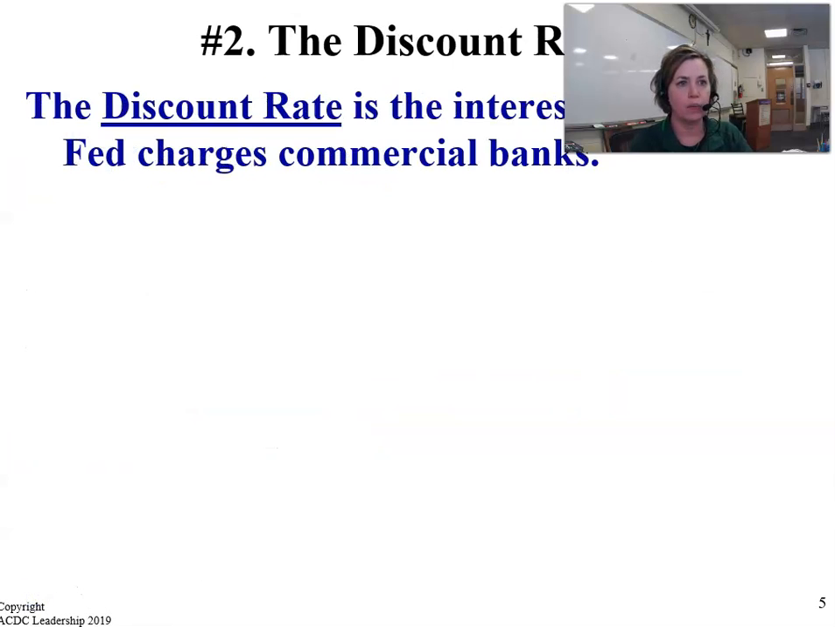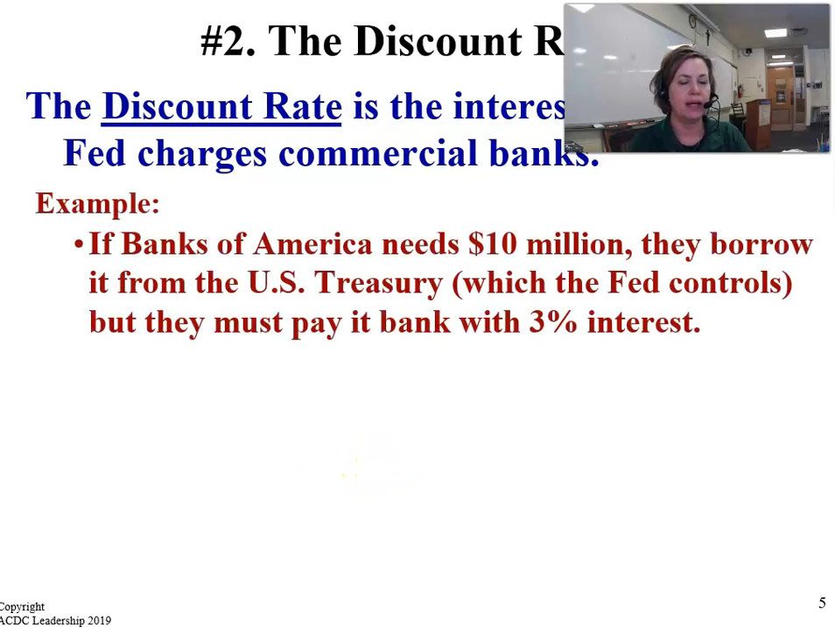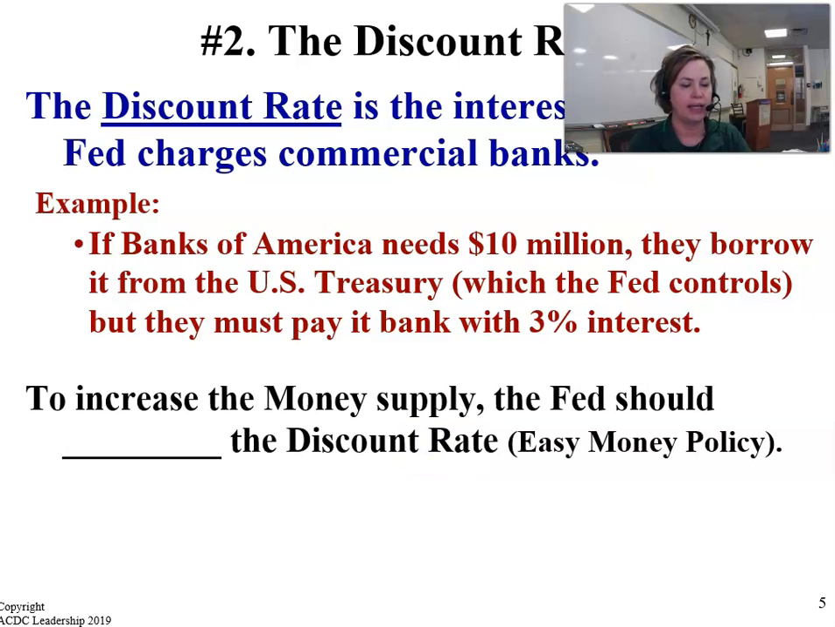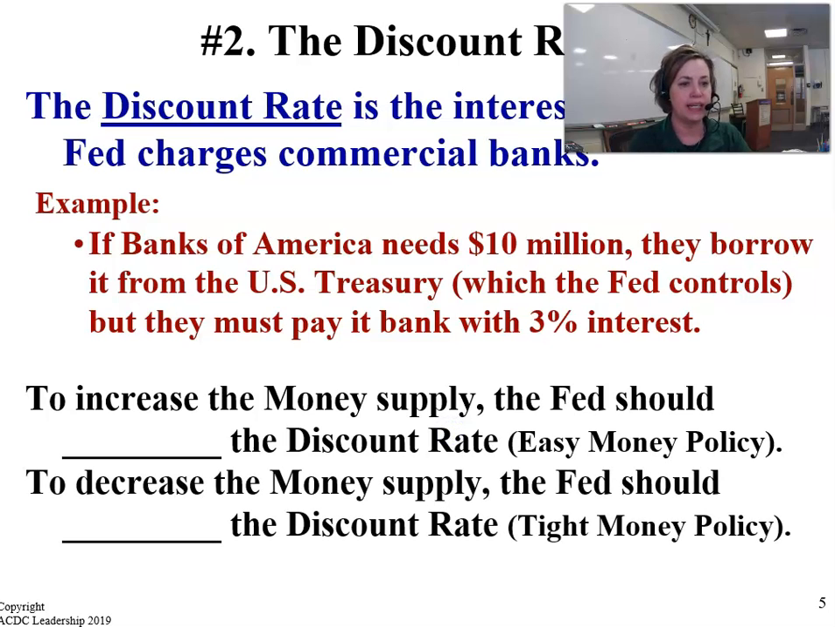The discount rate is the interest rate that the Fed charges commercial banks. So an example, if Bank of America needs $10 million, they could actually borrow that money from the US Treasury, which is controlled by the Fed, but they would have to pay interest on that money. So to increase the money supply, the Fed would decrease the discount rate, and to decrease the money supply, the Fed would increase the discount rate.